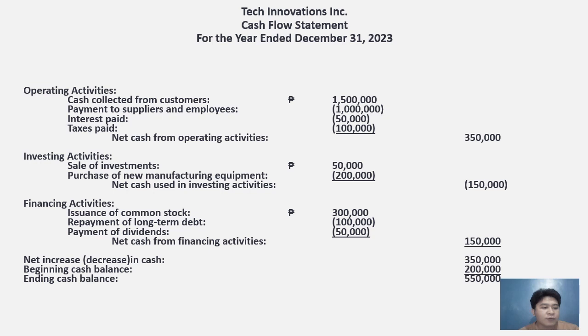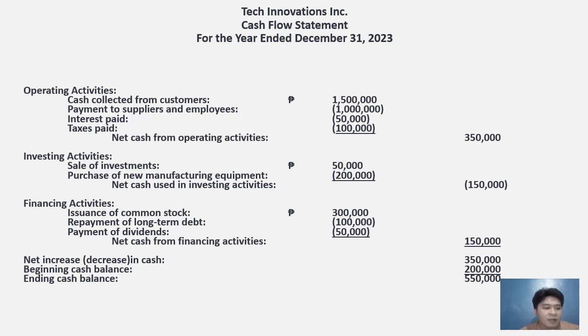This represents an outflow of cash because the company is spending money to compensate its suppliers for materials and its employees for their work. Tech Innovations paid 50,000 in interest. This is also a cash outflow representing the cost of borrowing money such as loans or credit facilities. The company paid 100,000 pesos in taxes. This is also a cash outflow representing the portion of its income that it owes to the government in taxes. The net cash from operating activities is 350,000 pesos, indicating a positive cash flow from their core business operation.